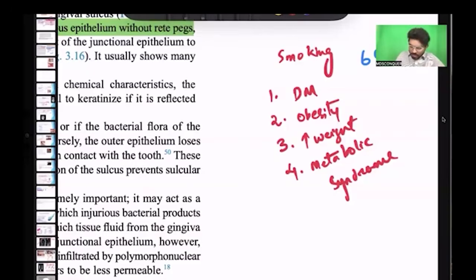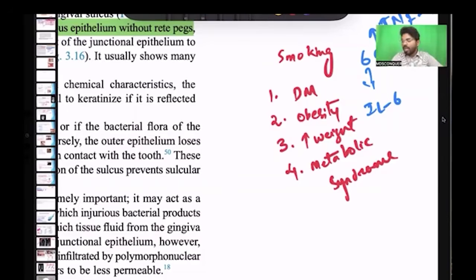The 6 alpha is: 6 means interleukin 6. Alpha means TNF alpha. 6 means interleukin 6, alpha means TNF alpha. Okay, that is your question number 15.